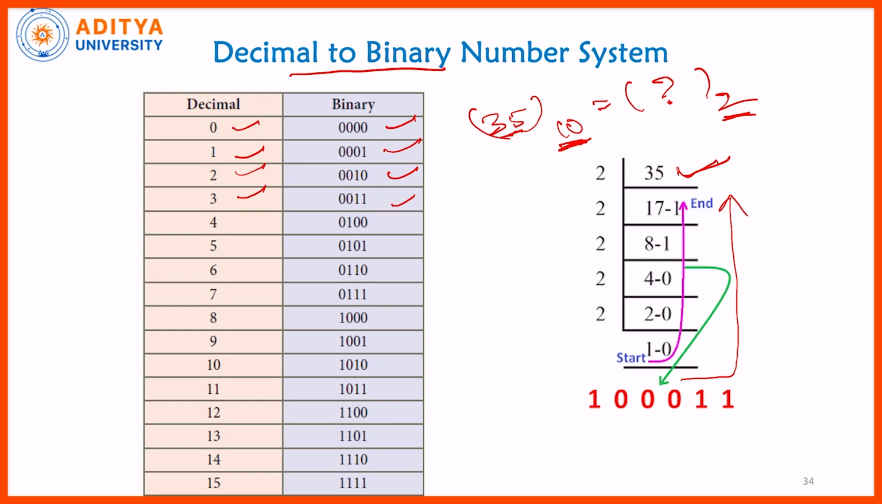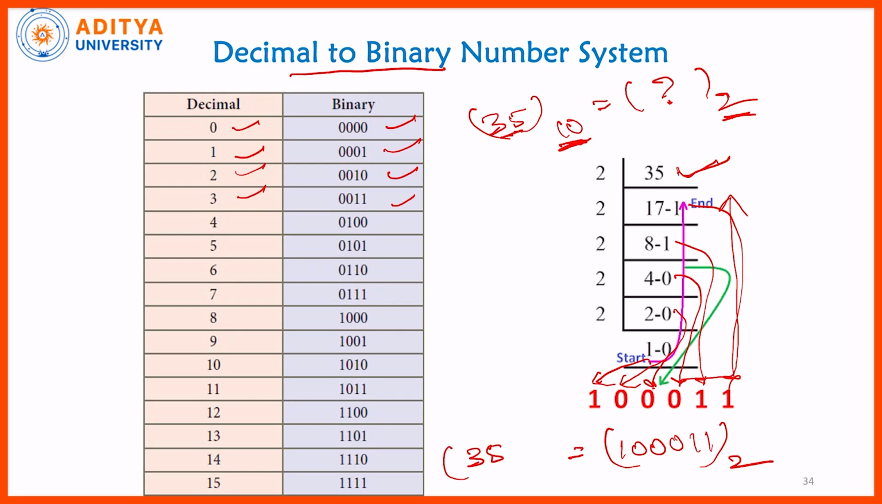That means 1, this is the 1 representation, next 0, this is the 0, next this 0 is 0, and this 0 is this one, and 1 is this one, and this final one is this one. So this is the final representation 0 0 1 0 0 0 1 1. So this is the binary representation when we have given the decimal number 35. So this is the simple conversion from decimal to binary number system.